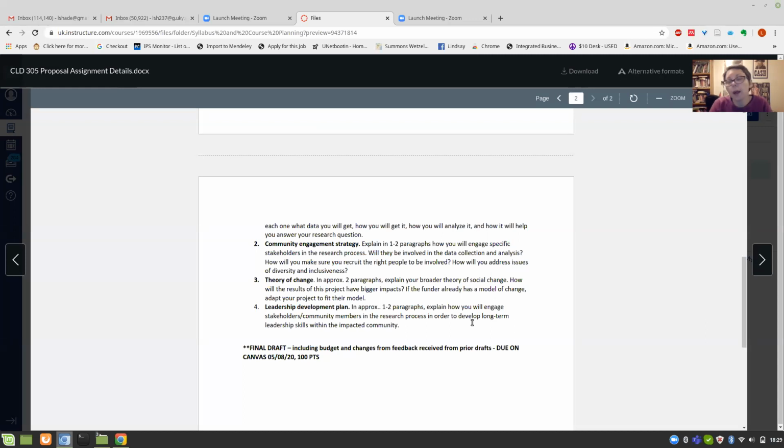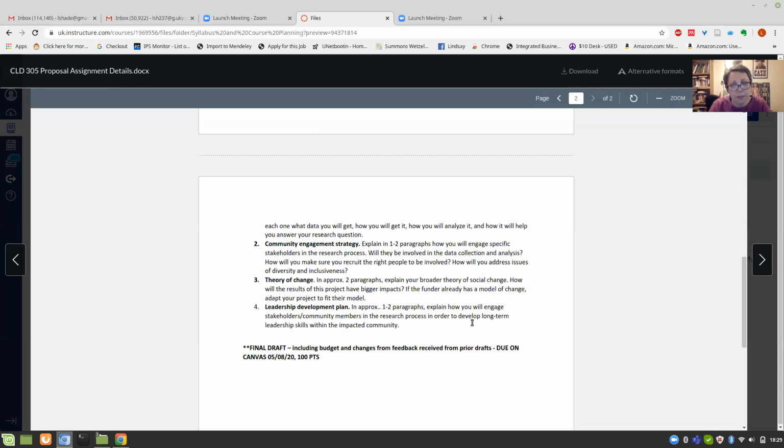And again, you don't actually have a specific funder in mind for this project. That's just to help you imagine and think about it. Because later on, if you do have to write grant proposals, that'll be something that you have to think about and do.